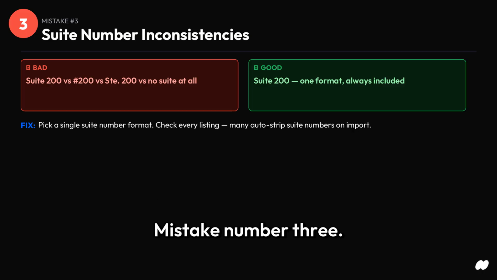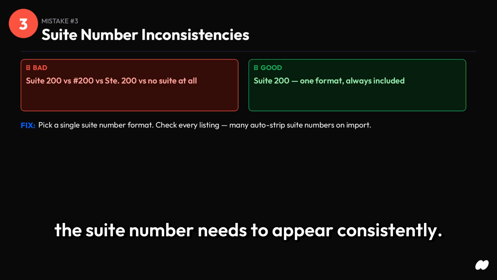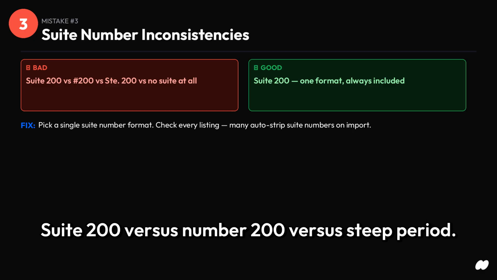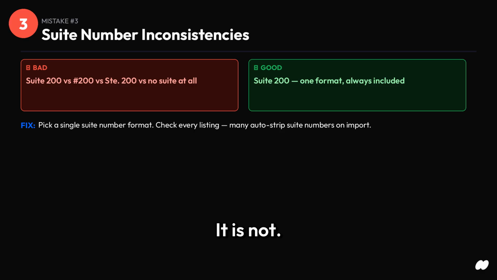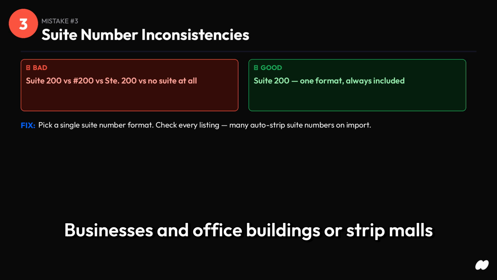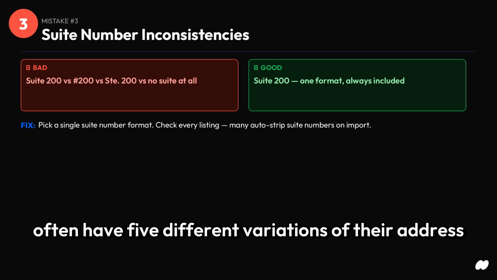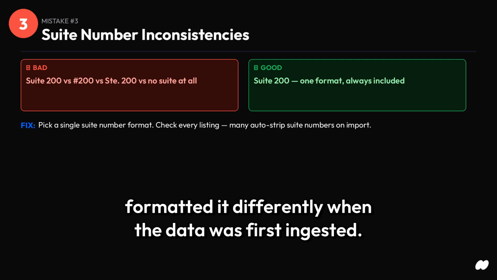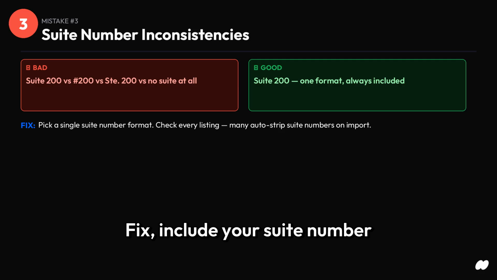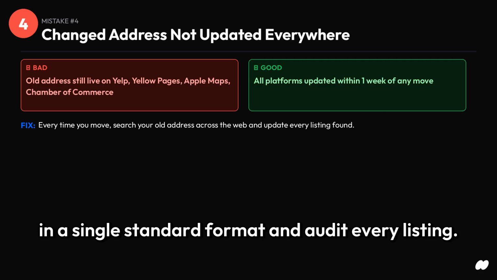Mistake number 3. Suite number inconsistencies. If your business is in a suite, the suite number needs to appear consistently. Suite 200 versus number 200 versus Ste. 200 versus no suite number at all. This sounds trivial. It is not. Businesses in office buildings or strip malls often have 5 different variations of their address floating around the web because different directories formatted it differently when the data was first ingested. Fix. Include your suite number in a single standard format and audit every listing.